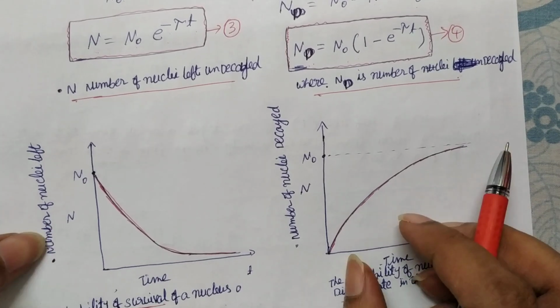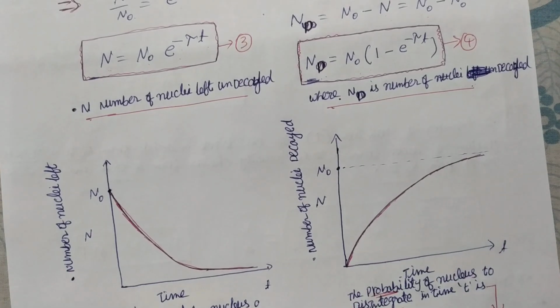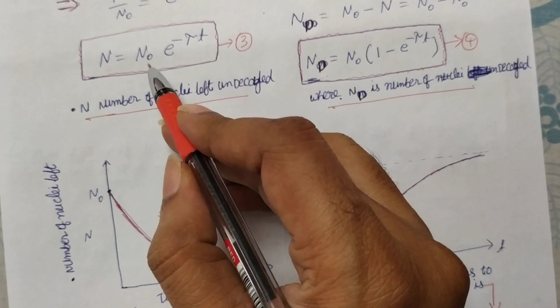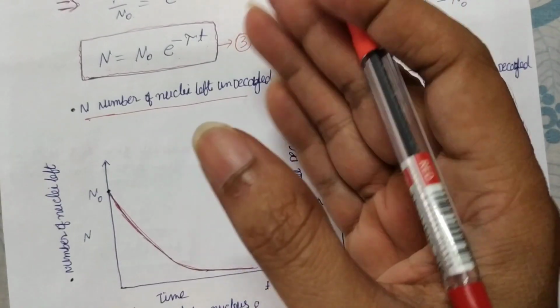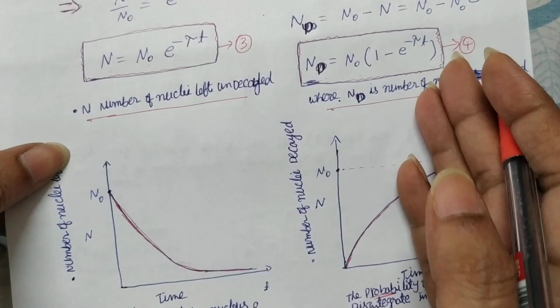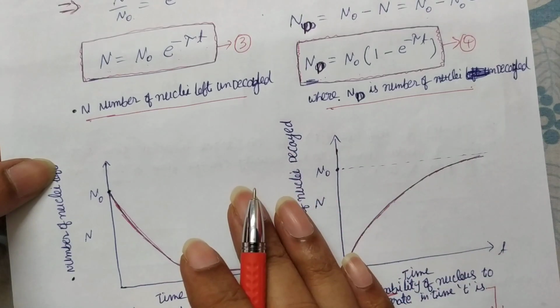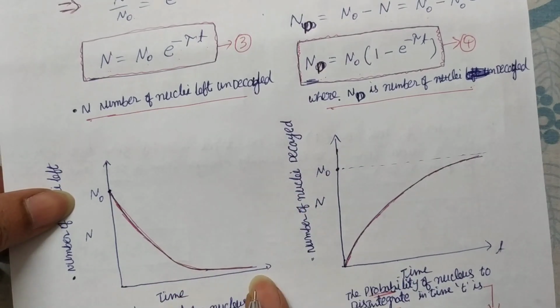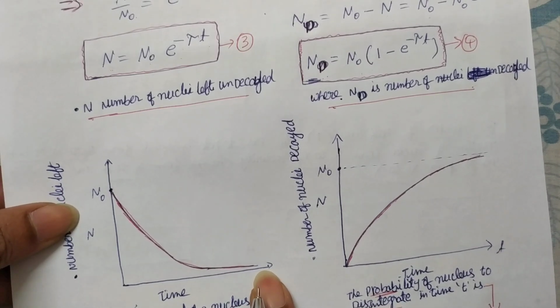Now you see on average how much time each nucleus survives. For example, the initial number is N naught, and when the radioactivity process starts, immediately at time 0 some nuclei break into other nuclei, and parent converts into daughter nuclei. But in some cases, even after a long time, infinite time, some nuclei survive.